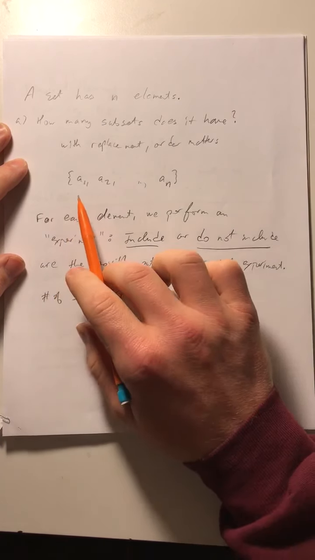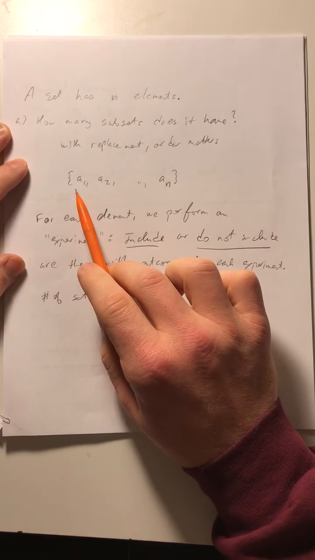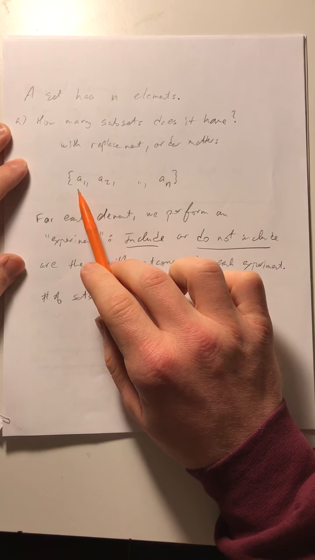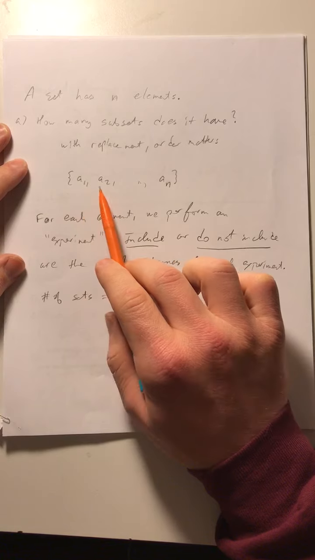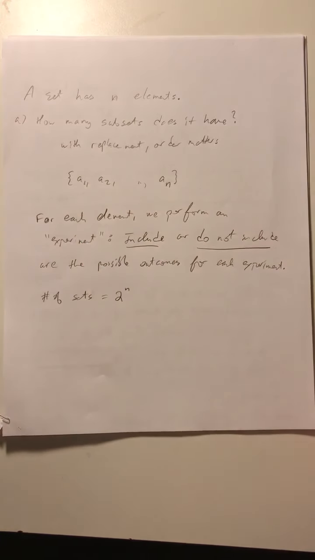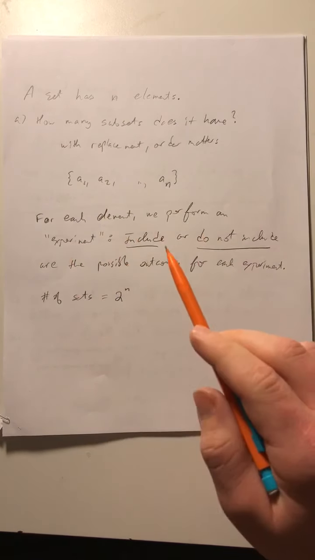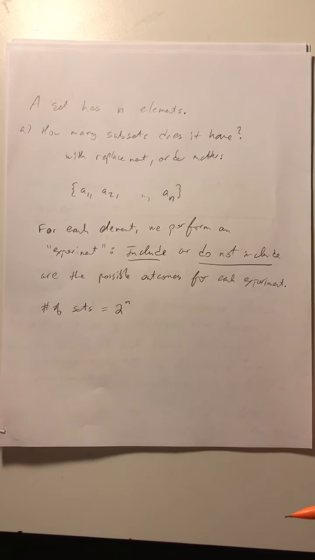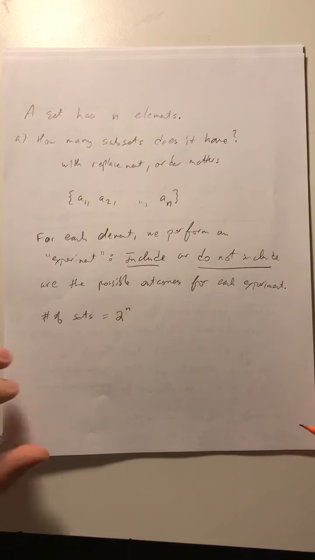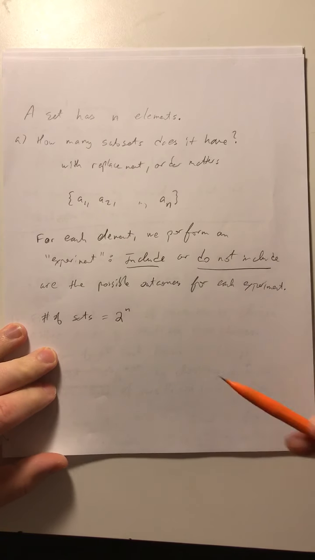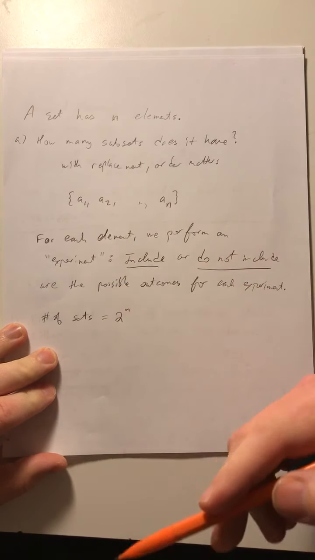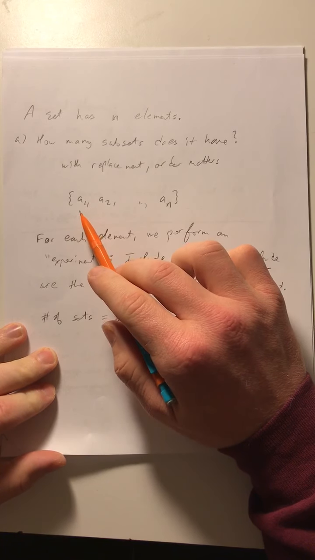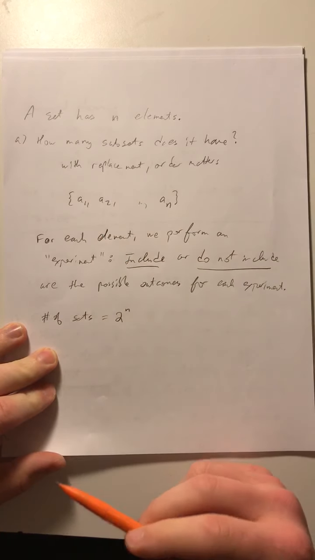Okay? So that is order matters, because if I decide to include A1 and not A2, that's different from including A2 and not A1. I get a different subset if I do that. So the order in which those include and don't include outcomes appear makes a difference in what subset I end up with. And there's no replacement, which means I'm never going to include the same element in my subset 2 times, because the thing can only be in a set at most once.